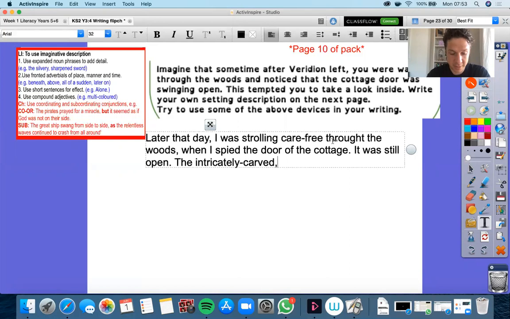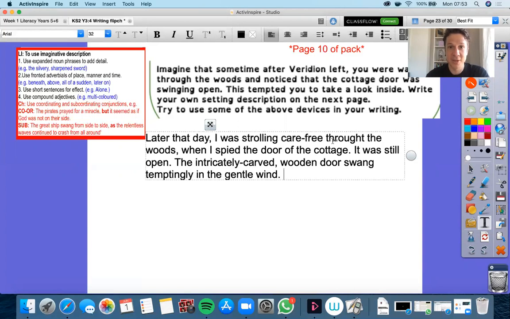Intricately carved wooden door swung temptingly. I'm going to go for temptingly as my adverb because it makes you think he wants to go inside. Temptingly in the, what adjective shall I use for the wind? Gentle wind. In the gentle wind. I'm going to use a rhetorical question so we can get an insight into our reader's mind. Dare I enter?